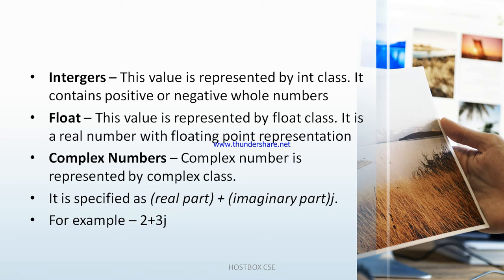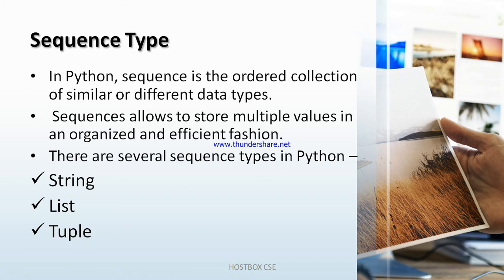Before going to the next step, like this you can work it out also. Sequence type in Python. What is a sequence? It is an ordered collection of similar or different data types. The sequence allows you to store multiple values in an organized and efficient manner. There are several sequence types in Python. They are string, list and tuple.